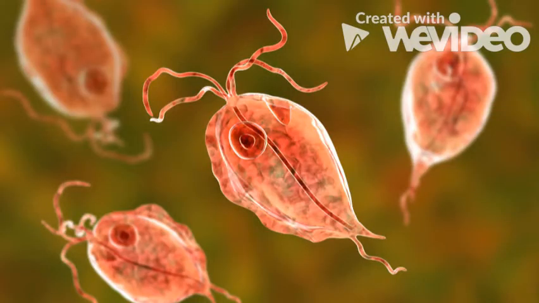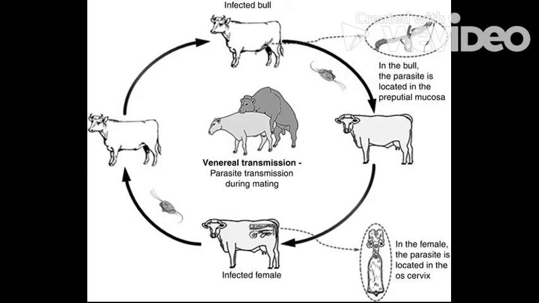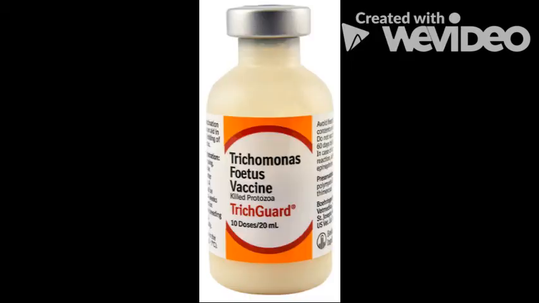Trichomoniasis, better known as trich, is caused by protozoa from mating. This picture explains the cycle of how trich is spread throughout a herd. Some signs of this disease include uterine infection, early abortion, and temporary infertility. There is a vaccine for trichomoniasis that is regulated by the state of Texas. There is currently no treatment for females that are infected, but it is self-eliminating.